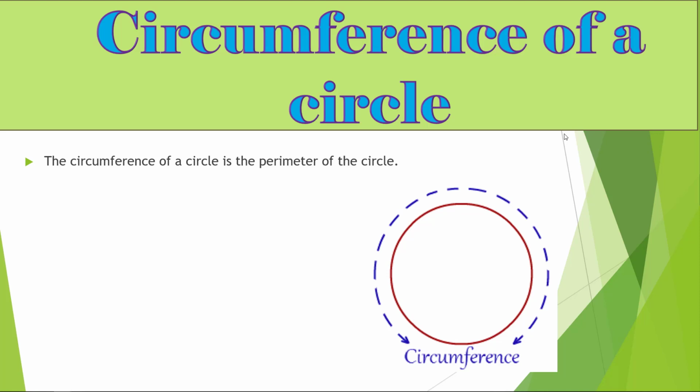Okay, so the circumference of a circle is the perimeter of the circle. You can think of circumference meaning perimeter. It's like you're going to put a fence along the edge of that circle. That is your circumference.